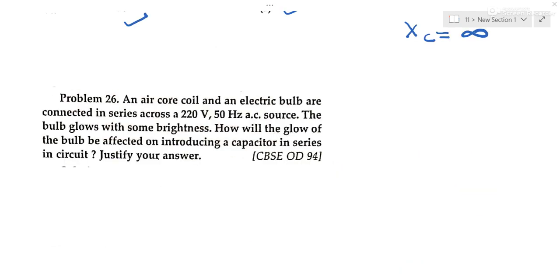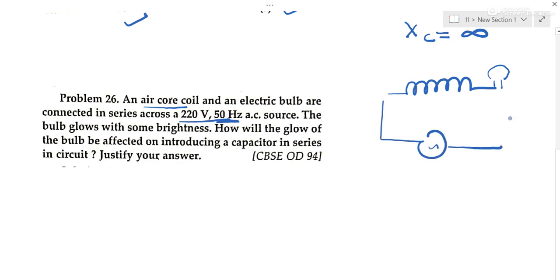So let us see this question. An air core coil, that is a solenoid, and an electric bulb are connected in series across this. So 50 Hertz is written, so that means it is AC. The bulb glows with some brightness, obviously. How will the glow of the bulb be affected on introducing a capacitor in series in the circuit? So right now it is glowing with some brightness.